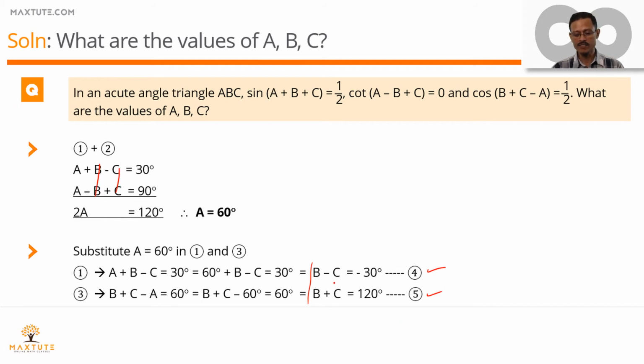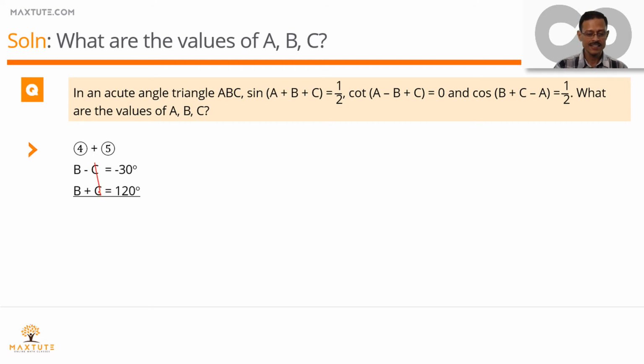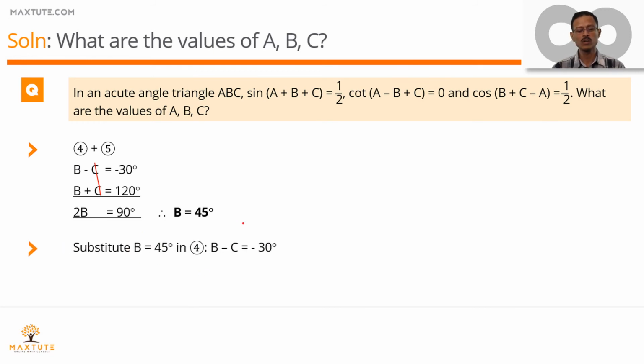When we add these two equations, C and C will get cancelled. We'll get the value for 2B. That's what is happening here. C and C gets cancelled. 2B is equal to 90 degrees or B is equal to 45. Substitute the value of B in one of these equations. We'll get the value of C to be equal to 75 degrees. So A is equal to 60, B equals 45 and C equals 75.